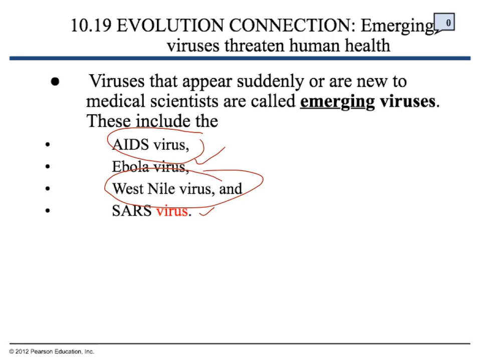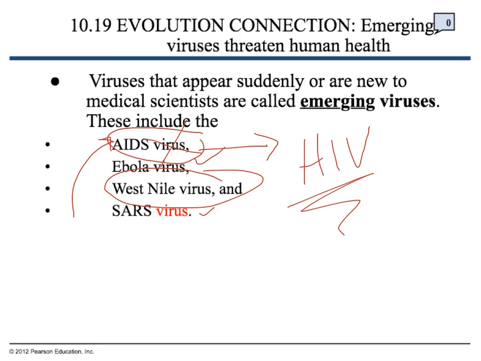Which, the AIDS virus, I don't like how they put that, because AIDS is the symptom of the HIV. The virus itself is HIV. AIDS is the symptoms that you get from not having an immune system. That's more of, you could say, the symptomatic progression of that disease, not the actual virus. The virus is HIV.